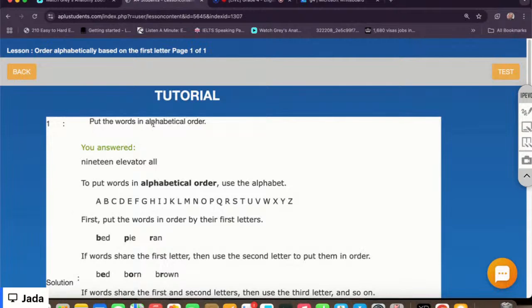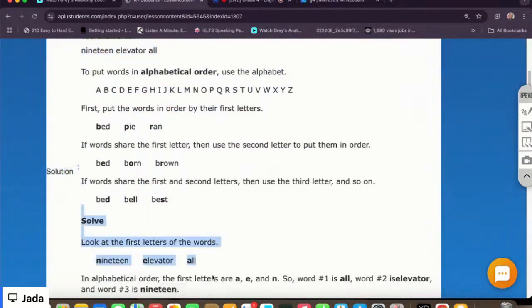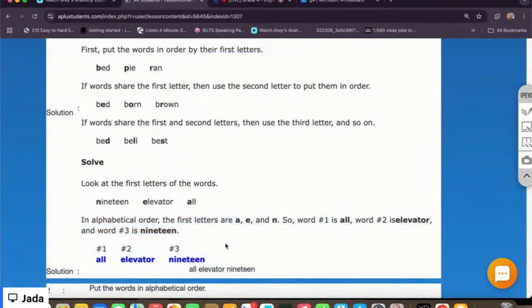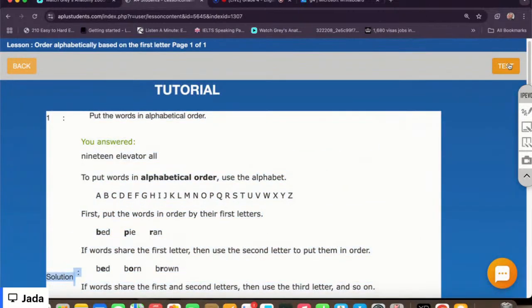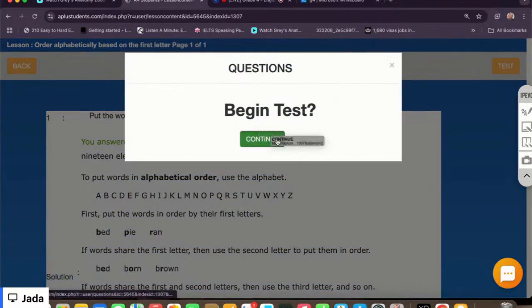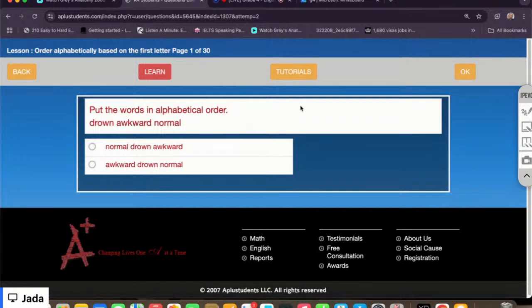Okay, it says to put the words in alphabetical order. You have 19, elevator, and all. So in this situation, we have to find which one comes first. Of course, we have all with A. So A will be the first, and we also have elevator with E and 19 with N. So all, elevator, 19. Okay, everyone, please can you send me your answers on the chat? Please let's participate. Everyone, send me your answers on the chat.